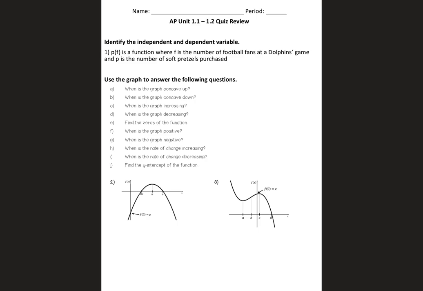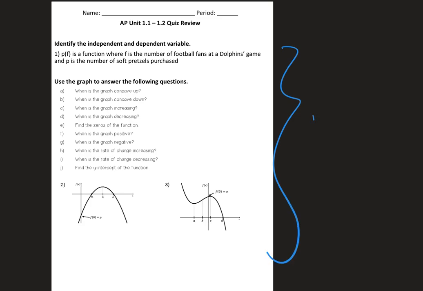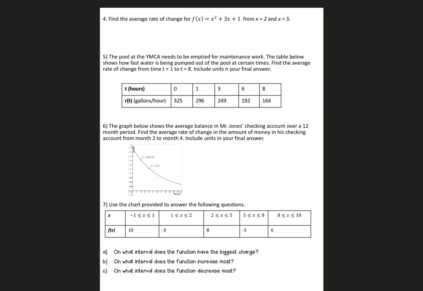But this stuff was all from 1-1. So your independent and dependent variables, and then all of these questions, you won't necessarily get all of these questions, but any of these questions can be asked about a graph. So you want to answer all of those parts for both question 2 and question 3. And then we got into the rate of change. So 5, 6, and 7 are all dealing with your average rate of change.